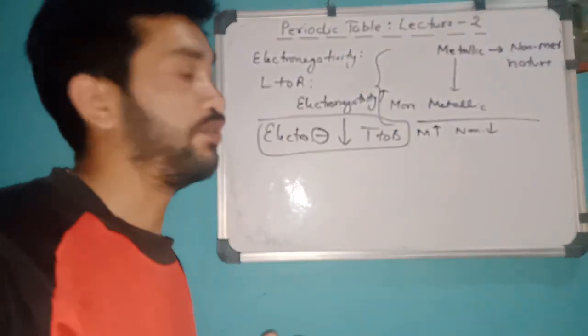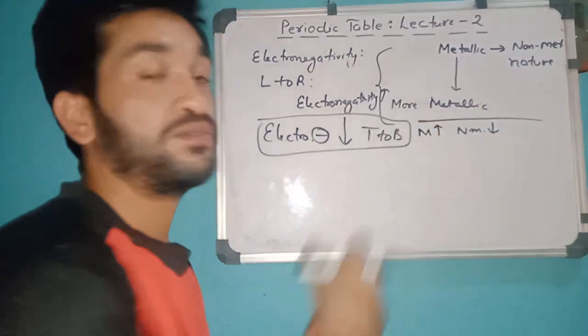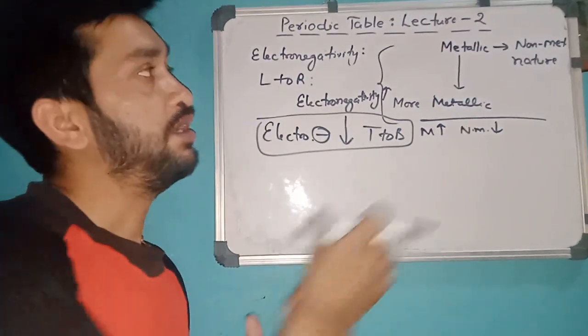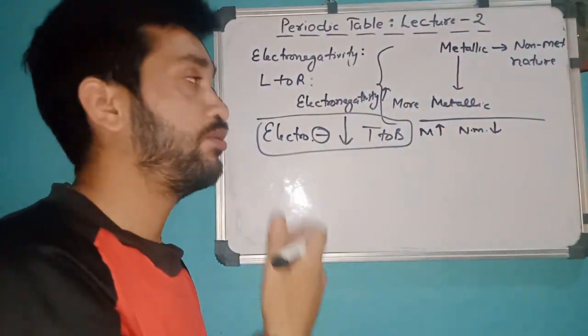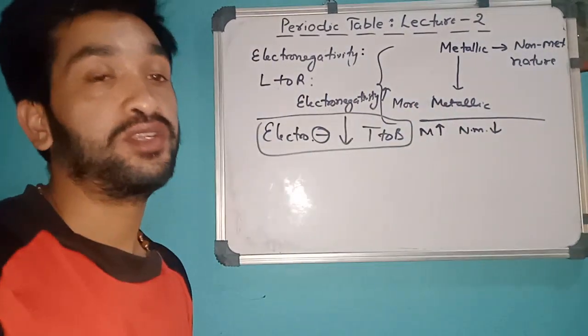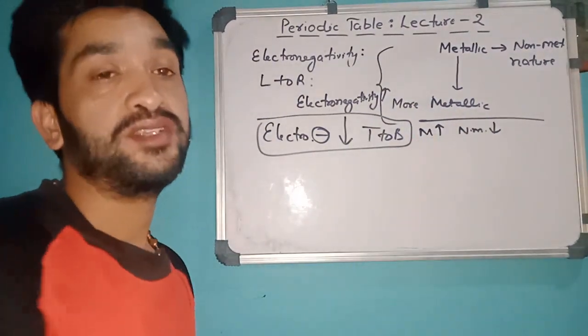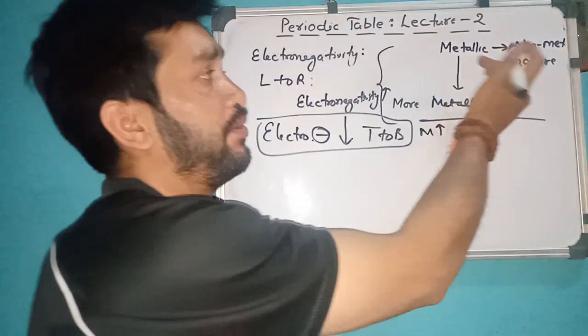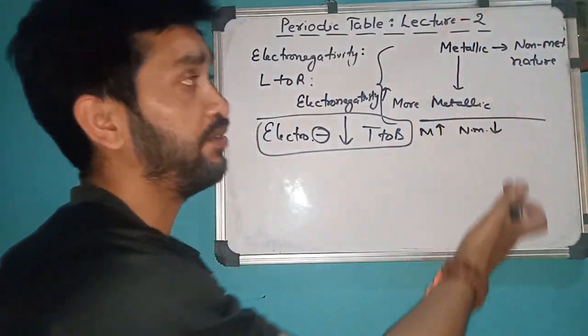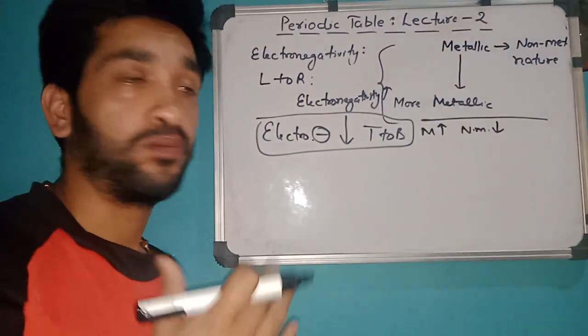It will decrease. Okay, why will it decrease? Because downside there are more metallic species, and at the top it is less metallic. And when you go across a group, you notice that non-metallic character is increasing. So definitely electronegativity will increase in this way, but electronegativity will decrease when you move from top to bottom.